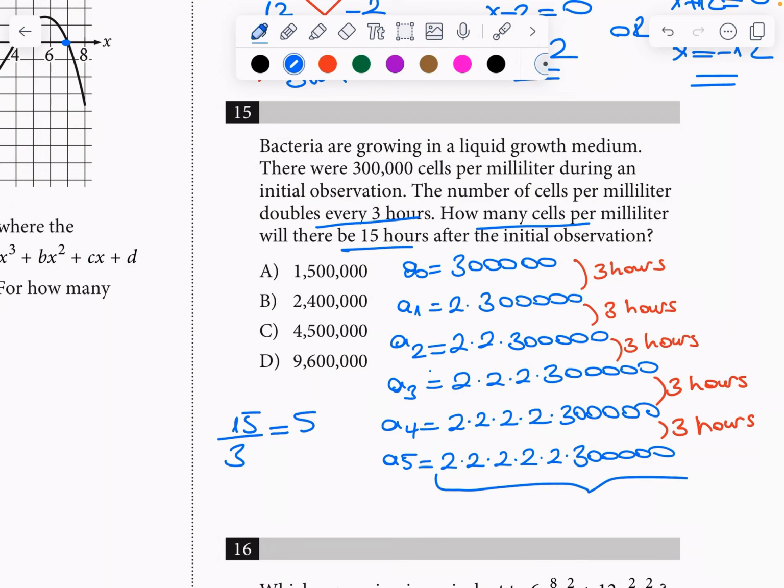We multiply these numbers, so 2 times 2 is 4, 4 times 2 is equal to 8, 8 times 2 is equal to 16, 16 times 2 is equal to 32, and 32 times 300,000 is going to be equal to 9,600,000. Okay, so the answer choice D is the correct answer.